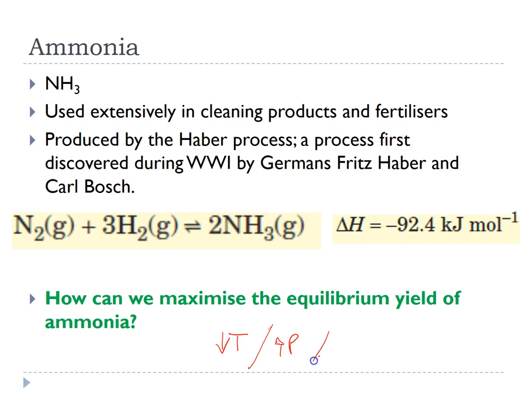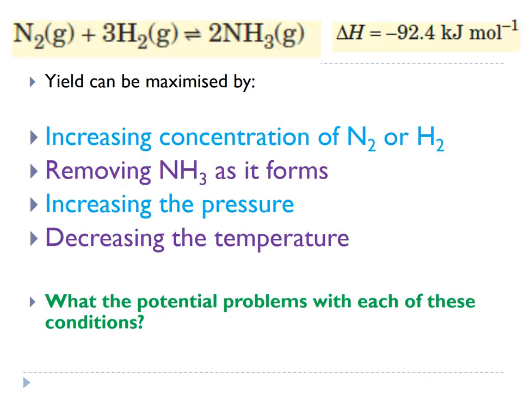And the other way, of course, is if we actually add extra reactant or remove product as it's formed. And these are actually considerations that we see happening in the actual process. So we can increase the concentration of N2 or H2, which is adding our reactant. We can remove ammonia as it forms, which is removing our product, which will therefore favor the right-hand side, increase the pressure or decrease the temperature.